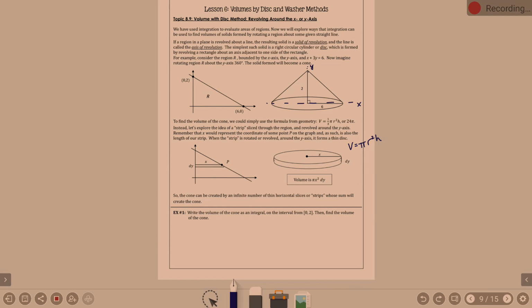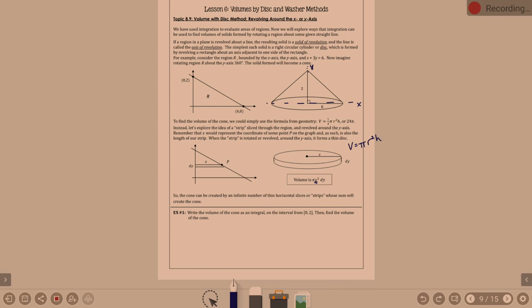A lot of the issue is going to be finding what our radius is, because it's not going to just be x or y. So the cone can be created by an infinite number of thin horizontal slices or strips whose sum will create the cone. And that's what you saw. I think the video made a little bit of sense. You saw what was happening, kind of like with cross sections. The more you put in there, it's going to make that exact volume eventually.